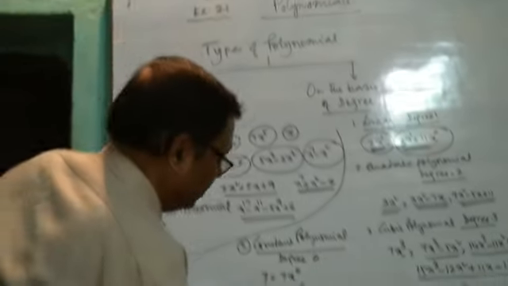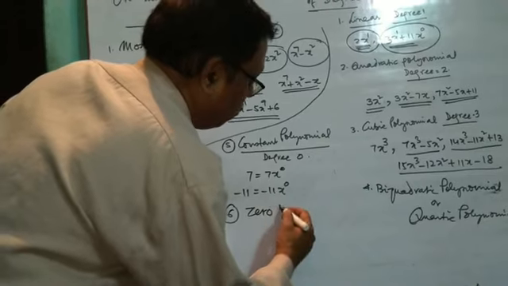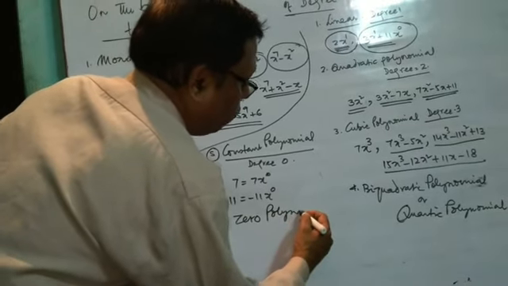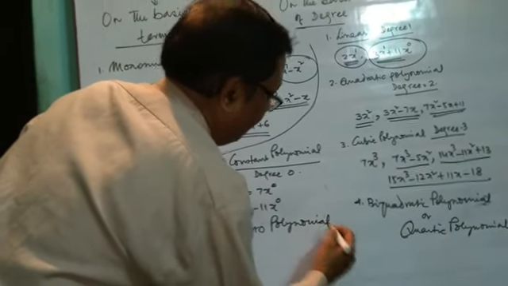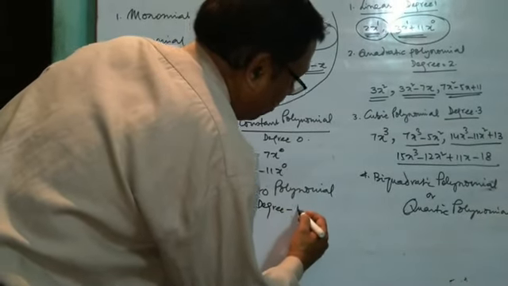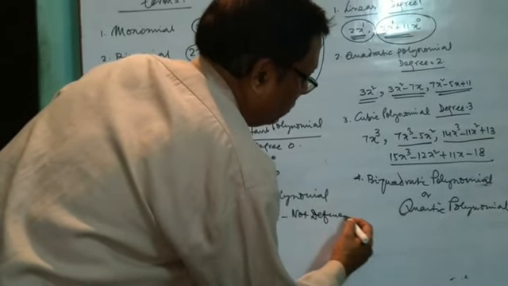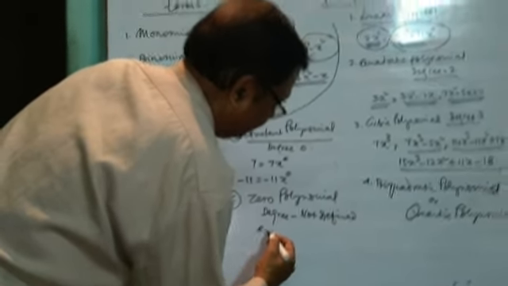And the last one is the zero polynomial. Degree not defined.